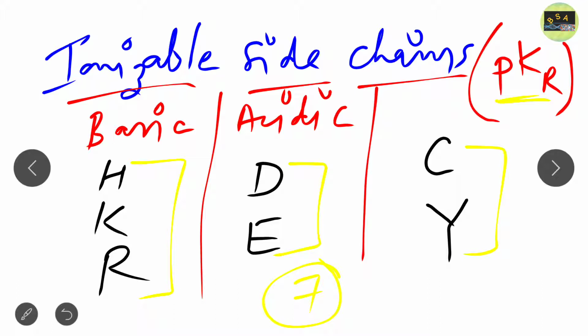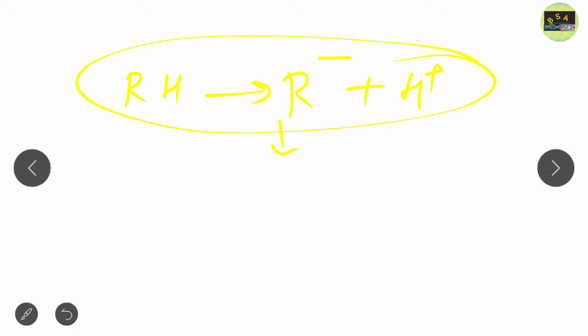Another important thing is, what do we mean by ionizable side chains? An ionizable side chain means, suppose this is RH, it can ionize into R minus plus H plus. So this is basically ionizable. Ionizable side chains. Okay, clear? Okay, next.